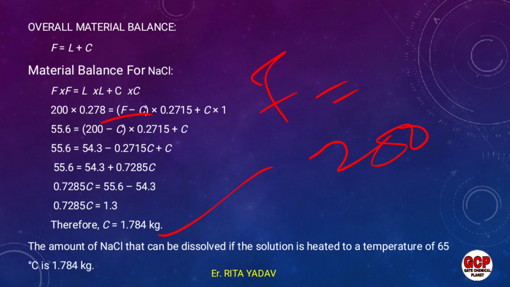We are getting the value of C equals 1.784 kgs, and the amount of NaCl that can be dissolved if the solution is heated to a temperature of 65 degrees Celsius is coming 1.784 kgs. Okay, I think it is clear to all the students. It is very simple to calculate the values of XL and XF with the help of the solubility data given.